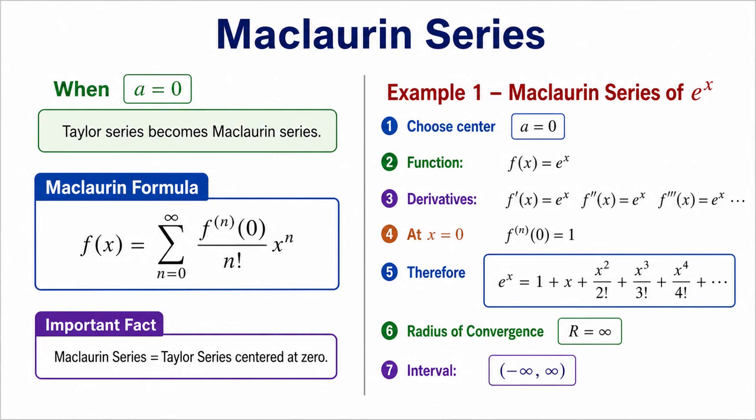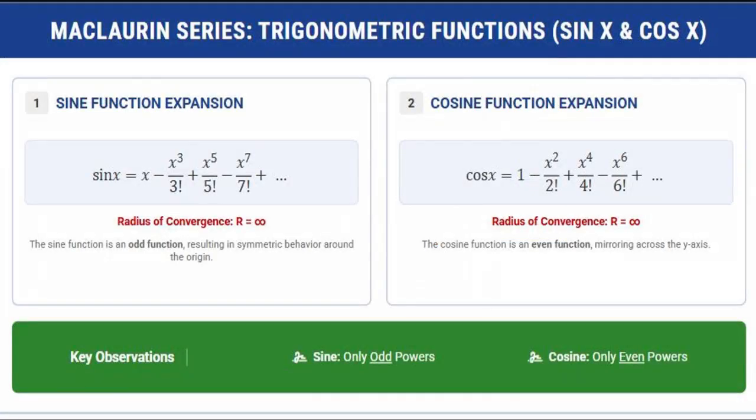Substituting these values into the Maclaurin formula gives the expansion 1 plus x plus x squared over 2 factorial plus x cubed over 3 factorial plus x to the 4th over 4 factorial and so on. This series converges for every real number. Therefore, its radius of convergence is infinity. And its interval of convergence extends from negative infinity to positive infinity.